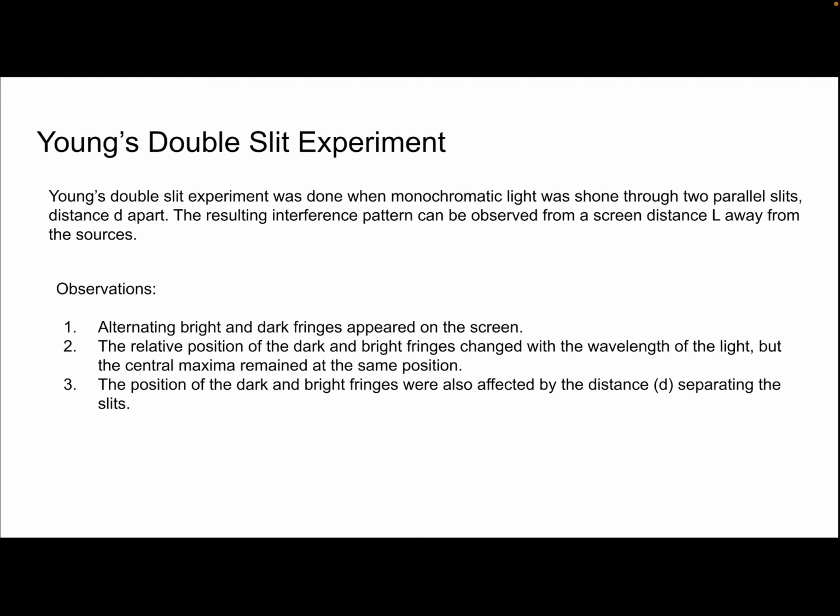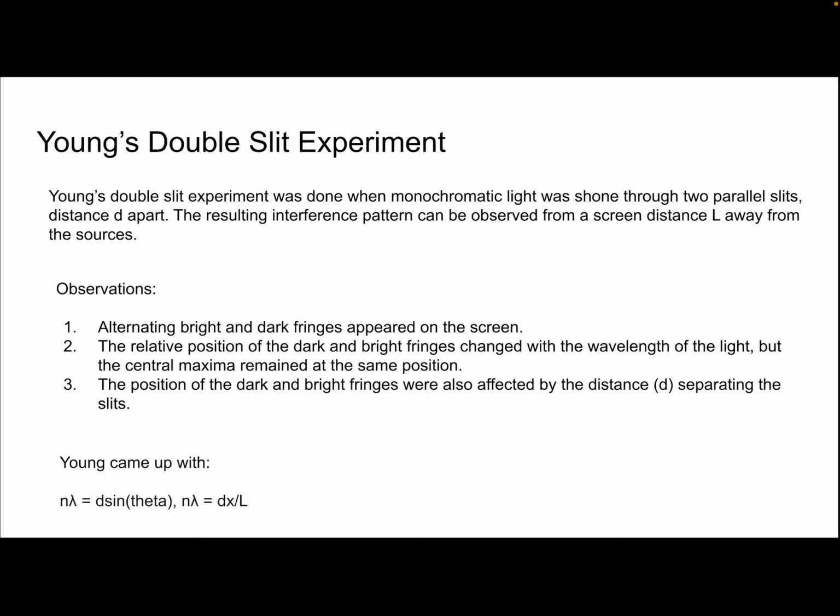The position of the dark and bright fringes was also affected by the distance that separated the slits. That would be the distance d between the two parallel slits, and that also affected the relative position of the dark and bright fringes. And we'll be looking at these observations in greater detail.